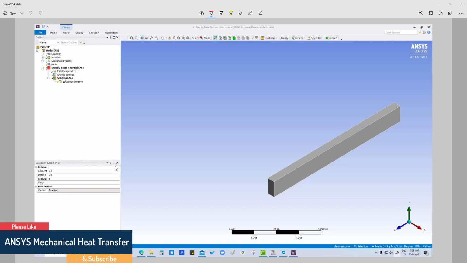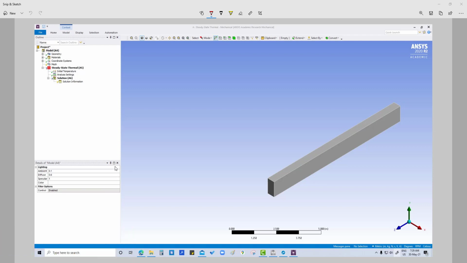In this tutorial, we are going to do a conduction analysis. So we have a bar having a dimension of 1 meter here. Here this is 1 meter and this is 0.5 meter is the width and 10 meter is the length. This length.